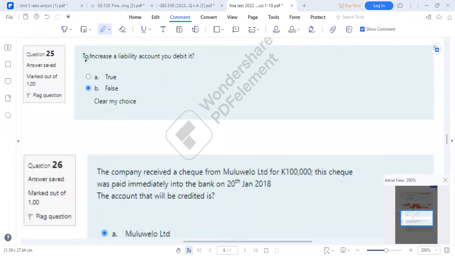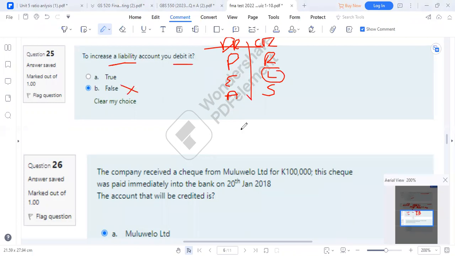All right. So to increase a liability account, you debit it. Remember, this is very important. To increase purchases, we debit. To increase assets, we debit. Then to increase revenues, we do what? We credit. To increase liabilities, we credit. To increase sales, we credit. So here, how do we increase liabilities? By crediting it. Is this true? No, it's false. All right.